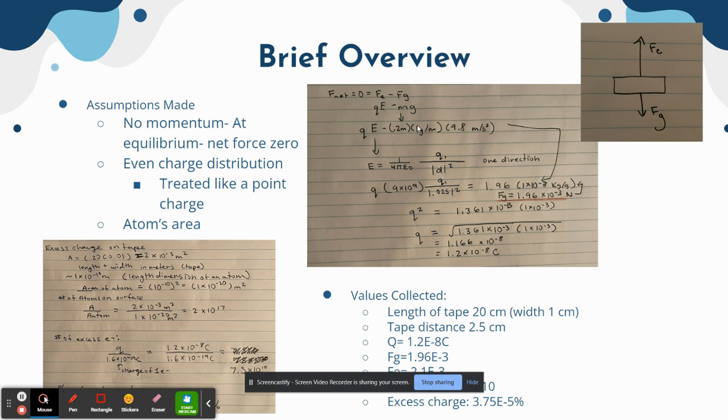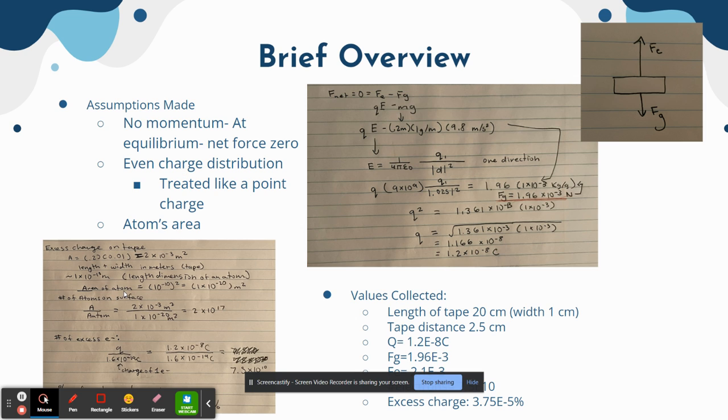Here we use the length of the tape, which is 0.2 meters, times the length per gram of tape to find the gravitational force, which is underlined in red. And then using that, we were able to find Q. This Q is important, and that Q squared, because we assume that the charges on both tapes are equal, that they're evenly distributed, and we also treated these tapes like a point charge.